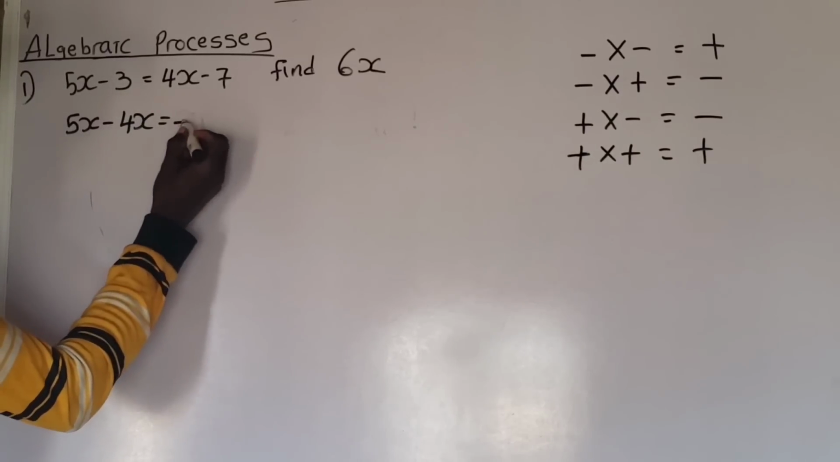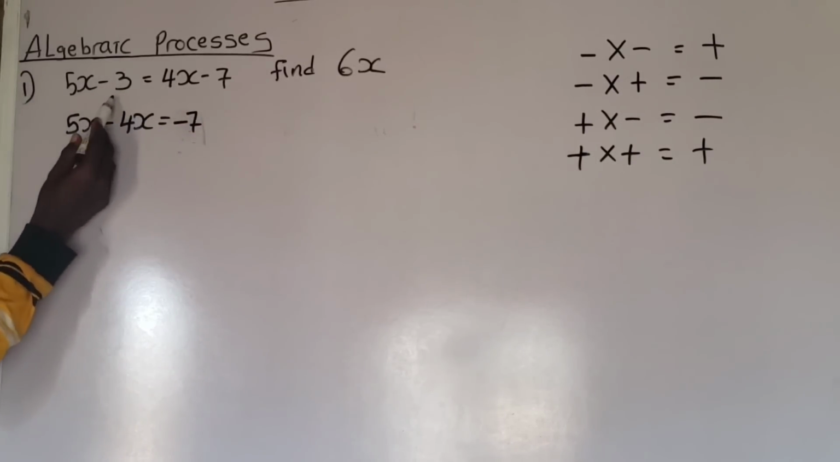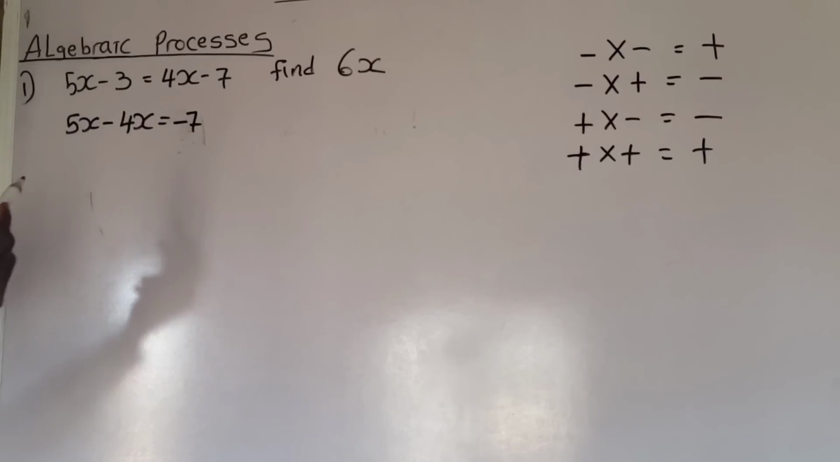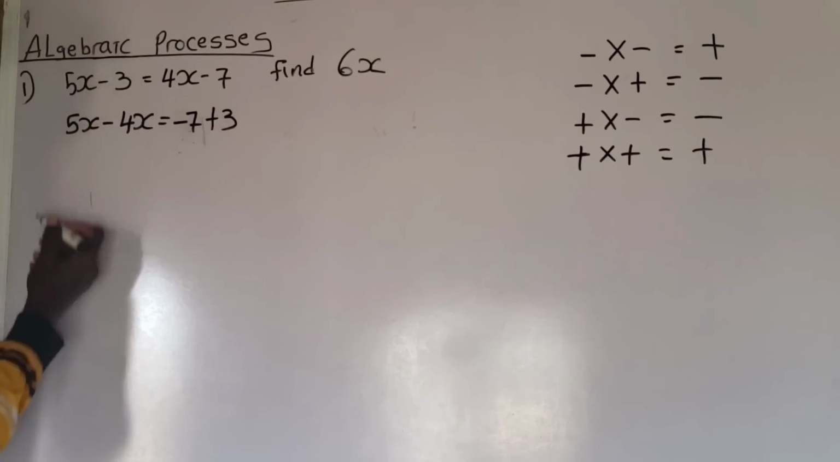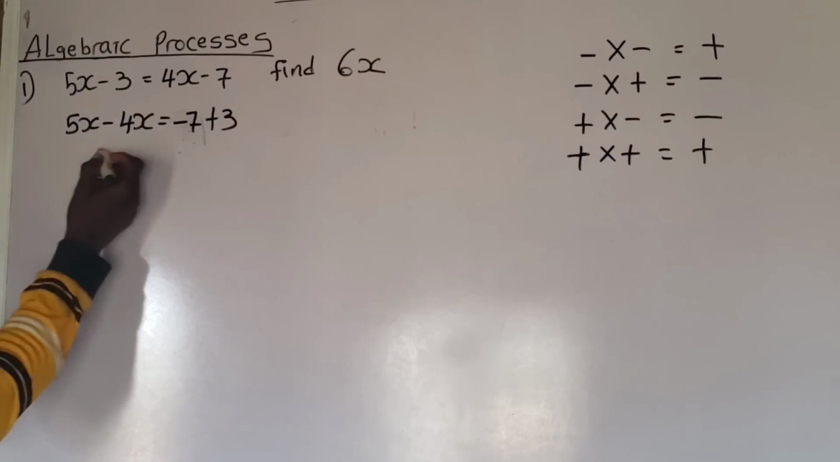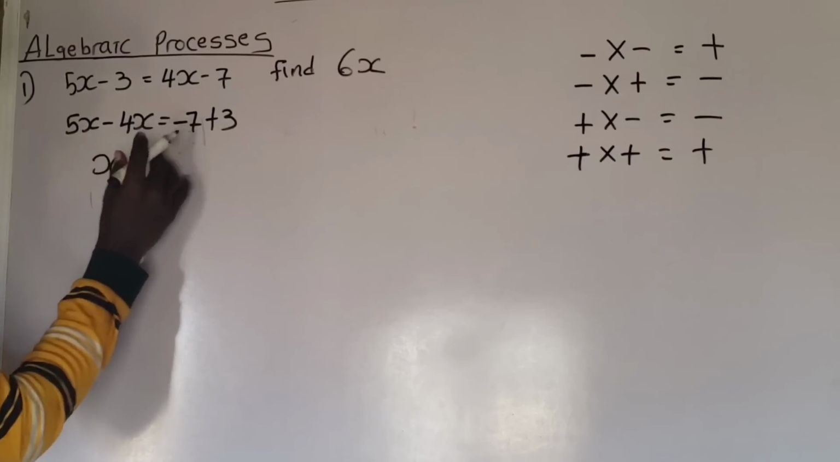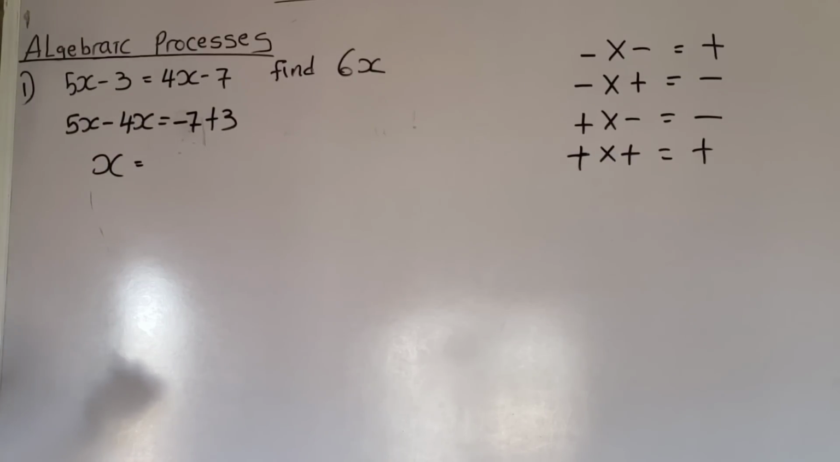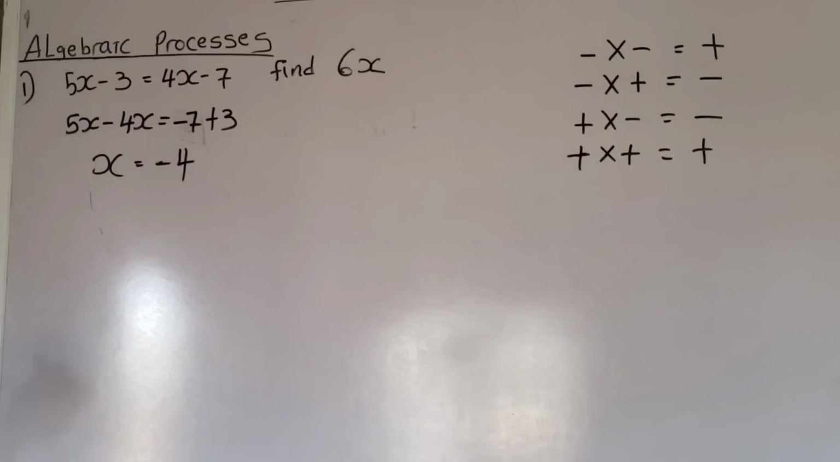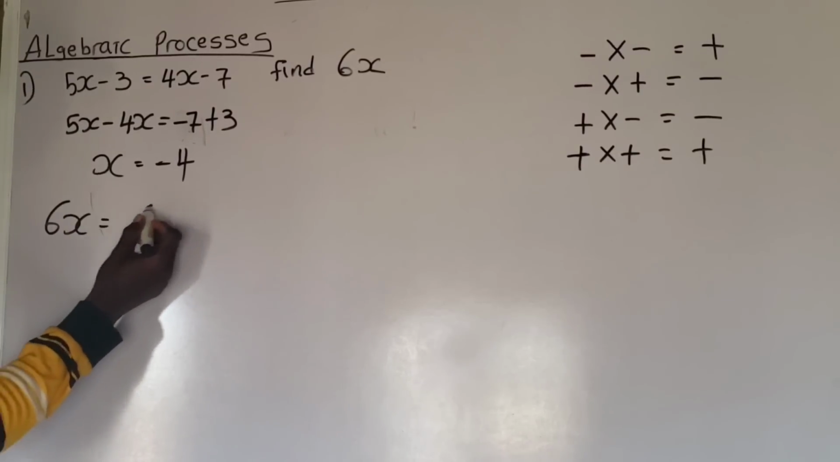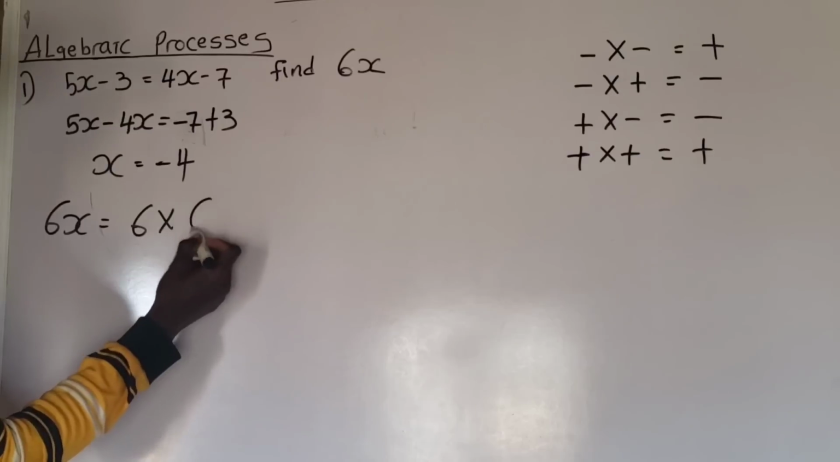Negative 7. Now, if this negative 3 crosses the equals to sign to the right hand side of the equation, it's going to change to a positive sign. So I'm going to have positive 3. Okay, so 5x minus 4x, that is what? X. Negative 7 positive 3, that is what? Negative 4. Okay, now having known that the value of x is negative 4, now we can determine the value of 6x. 6x will now be equals to 6 multiplied by negative 4.